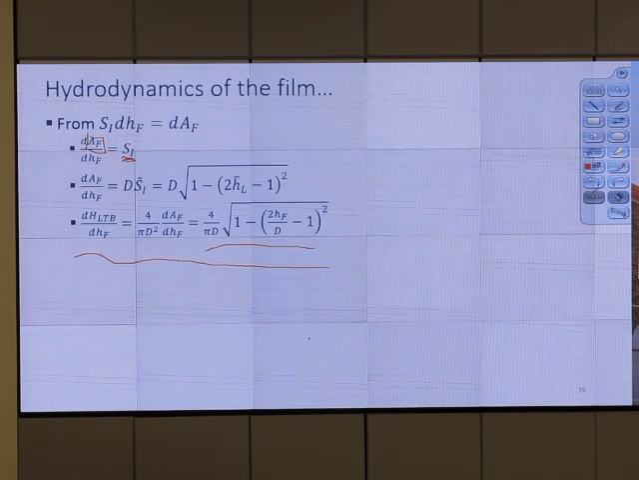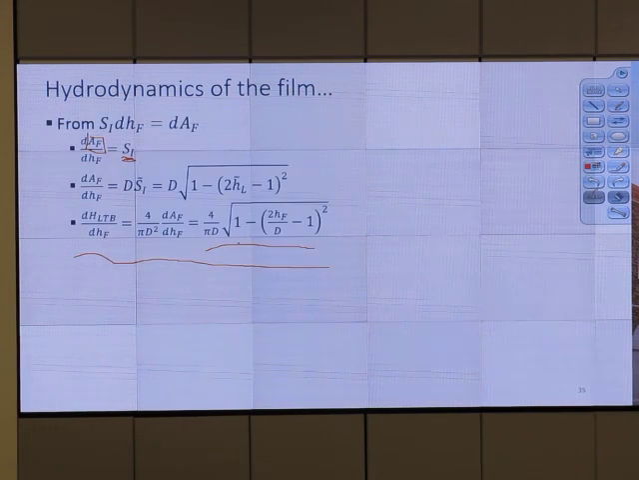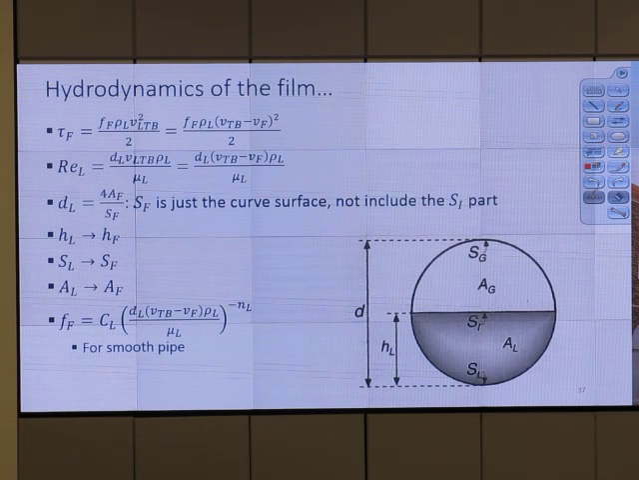So we have HLTB prime. HLTB prime is a function of HF. HLTB is a function of HF, right? AL over AP. AL is a function of HF, right? So HOAP in the Taylor bubble zone is a function of HF. Okay. What about tau F?